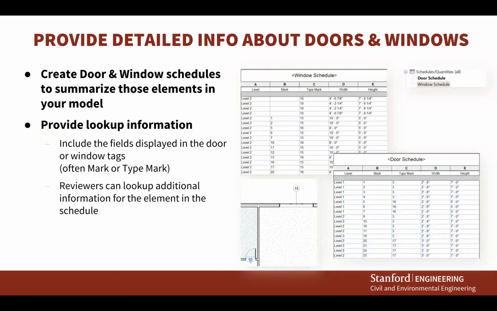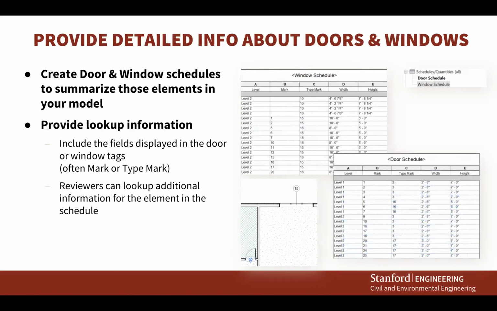Okay. Schedules are used in a lot of different ways in our building models. One very common way is to present very detailed information about the doors and windows that appear in the project. So you can create door and window schedules to summarize the doors and windows in your model, and also provide lookup information, information that will help people associate a tag that appears in your model with specific information.